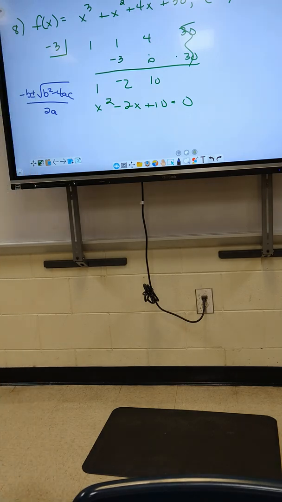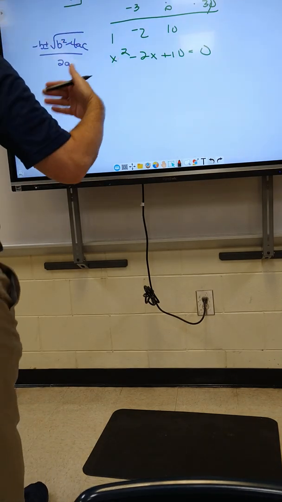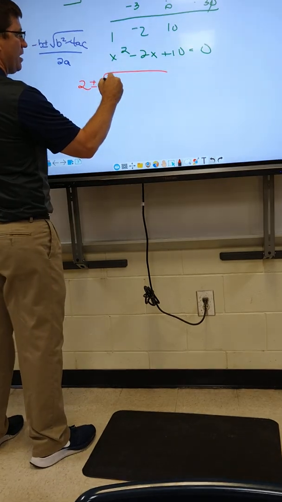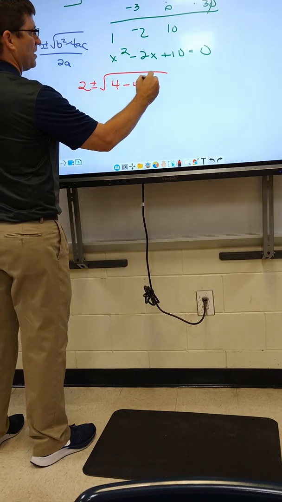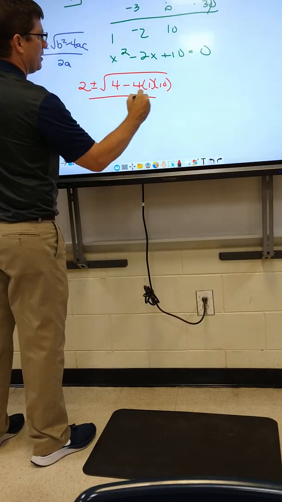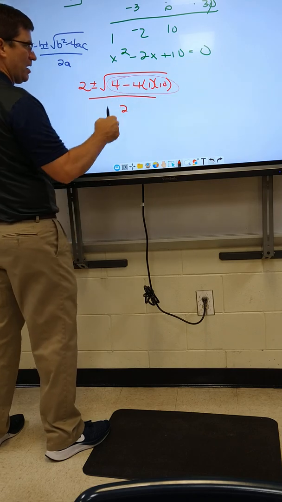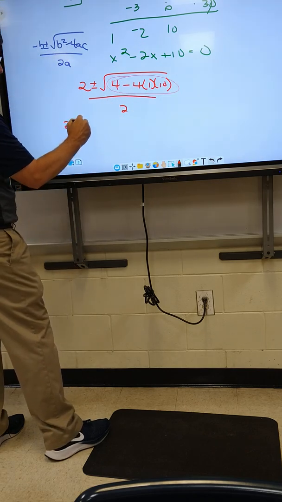I'm looking at Harley's. It looks like you're probably going to have an i, so y'all can get used to doing them. I got 2 plus or minus... I got 4 minus 4 times 1 times 10. All right, so looking at Harley's paper, she typed this in her calculator and she got negative 36.